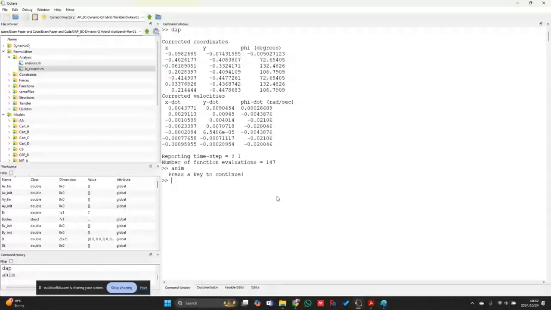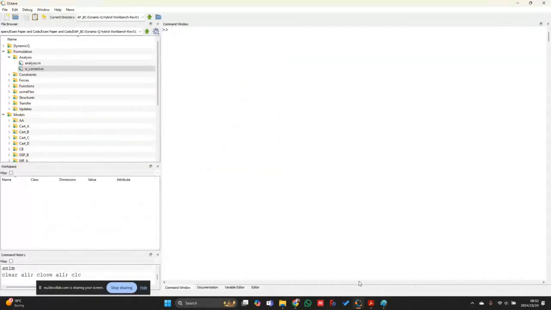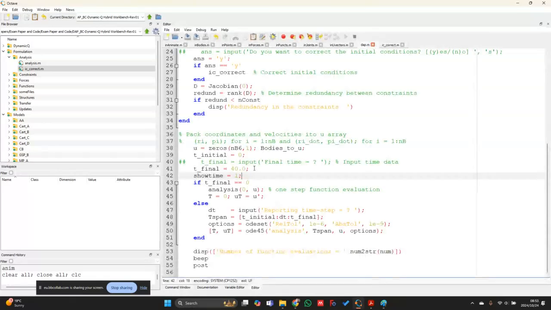Okay, so we can see that it now terminated, and it essentially followed that path up to the end, so that is fine. Now I'm just going to say clear all, close all, CLC, and I'm going back over here.